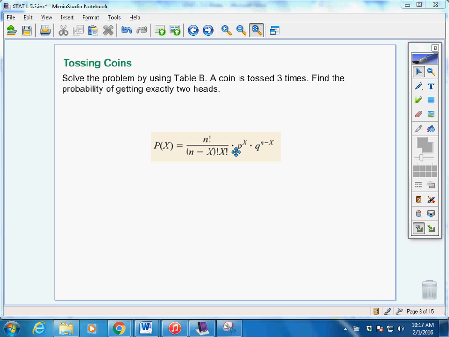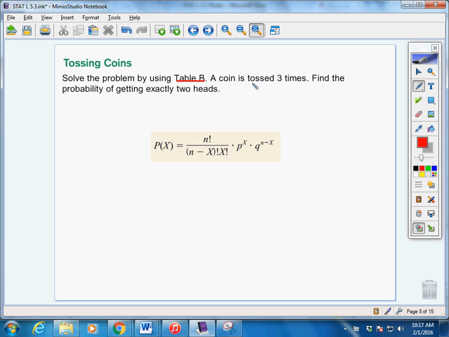So, good news. Instead of using this formula, we all have a copy of what I'm just calling Table B. That's what it's being called in the information I have. And we're able to solve problems using that table. Now, we still have to identify our variables. We need to know how to use the table, but it's going to save us doing all this work.